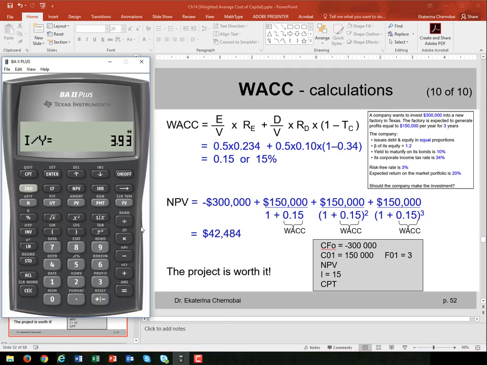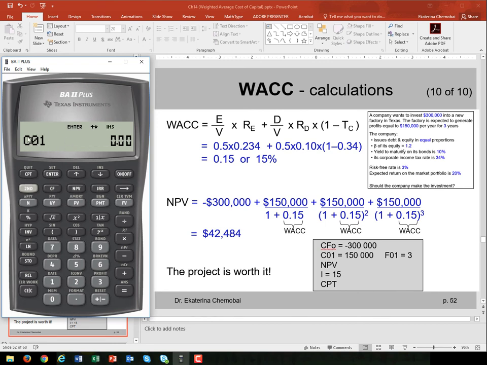Let's review that. Okay, let's clear everything. I'm pressing second, plus minus, enter. I press the cash flow button. For year 0, we have the initial investment of $300,000. So I press 300,000. I change the sign to negative by pressing the plus minus key on the bottom. And then I save it by pressing enter. Then I press the down arrow key.